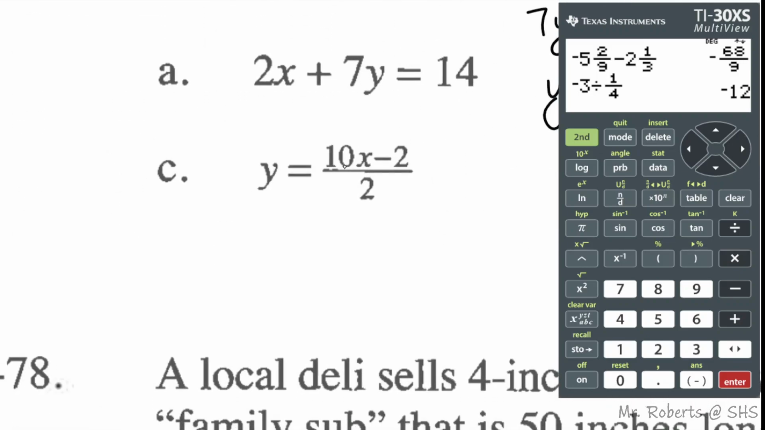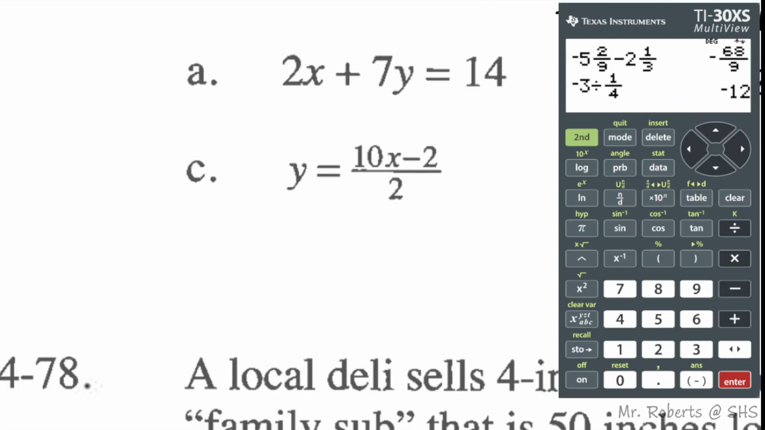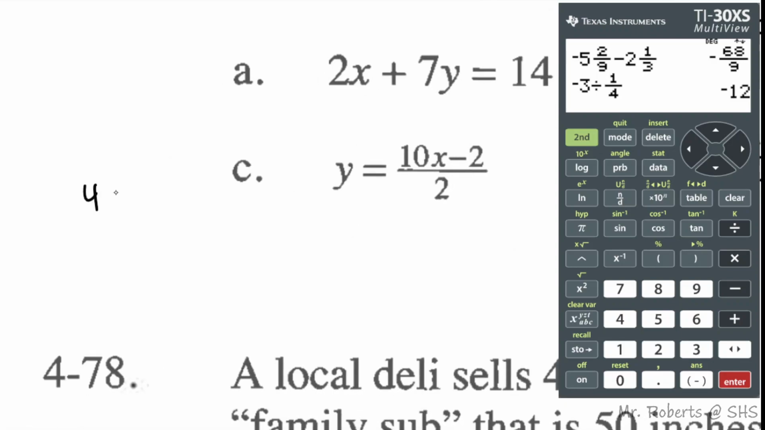On C, I can see I have a binomial divided by this 2. So what I'm going to do is divide each of them by 2. I've talked about this a lot in class, right? 4 plus 2 divided by 2 is not the number 4. This is not a giant 1. Erase that, Roberts, because it's not. What is that? That's 6 plus 2, right?